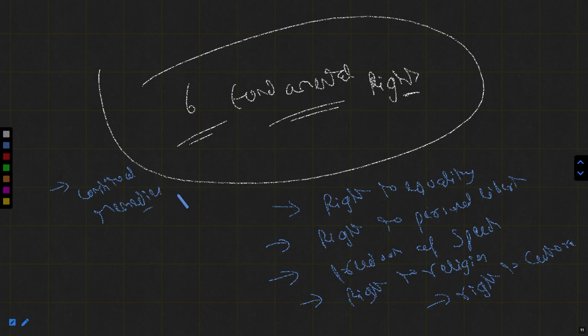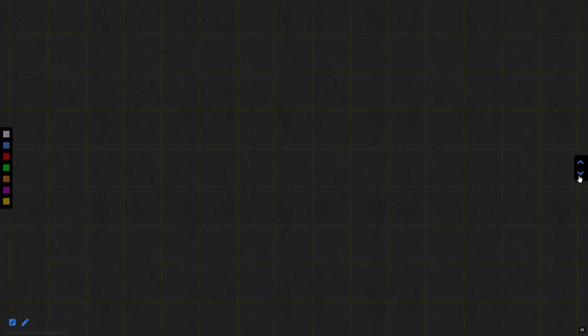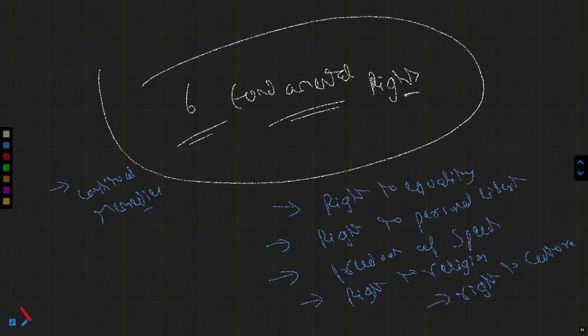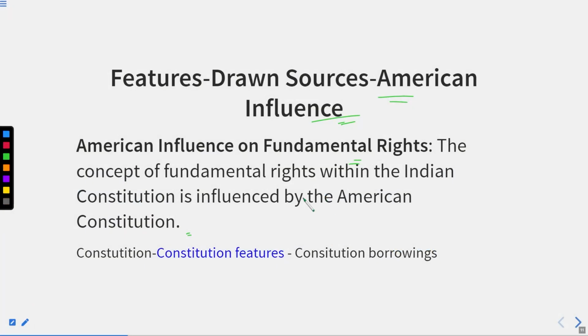Right, these are the 6 fundamental rights we have, and about these rights basically we have discussed in the previous lectures. You can go and watch. The right which we had excluded from the fundamental rights was right to property. Okay, that is the right which we have excluded. Got it? So remember this thing.